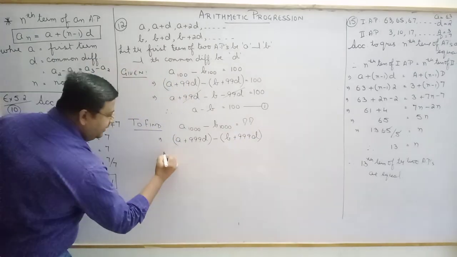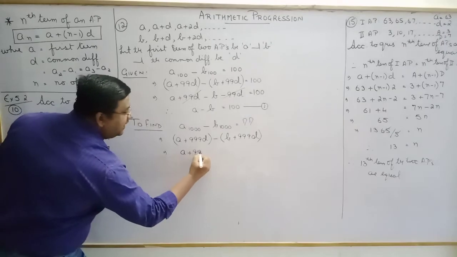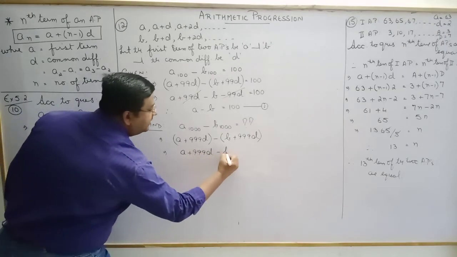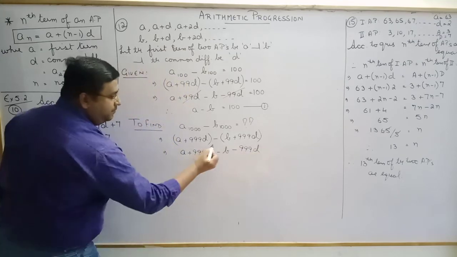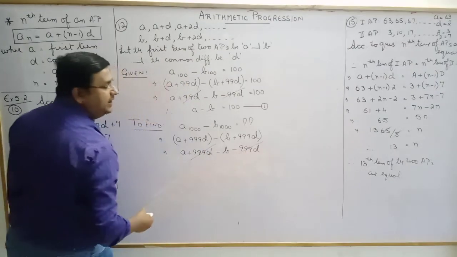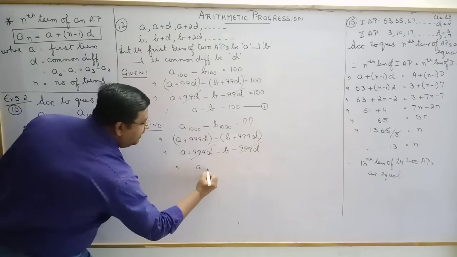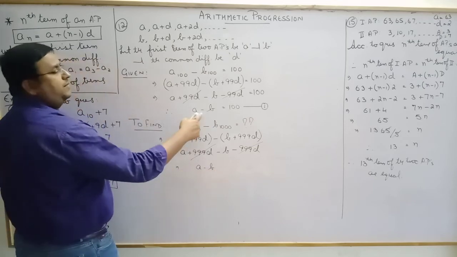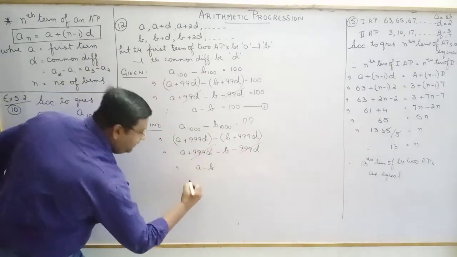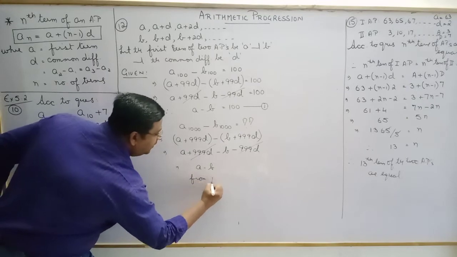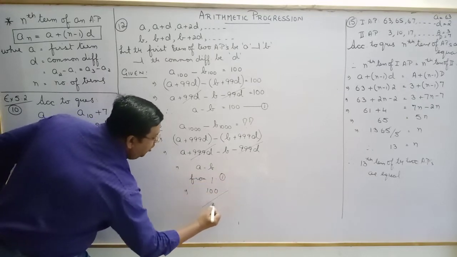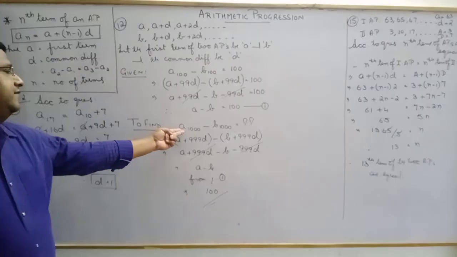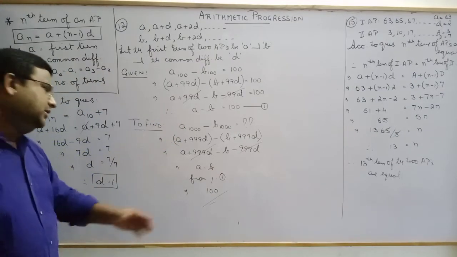Open the bracket. A plus 999D minus B minus 999D. Plus 999D minus 999D cancel. What do I get? A minus B. And what is the value of A minus B? 100, from equation first. So what is the difference between their 1000th term? It is also 100.